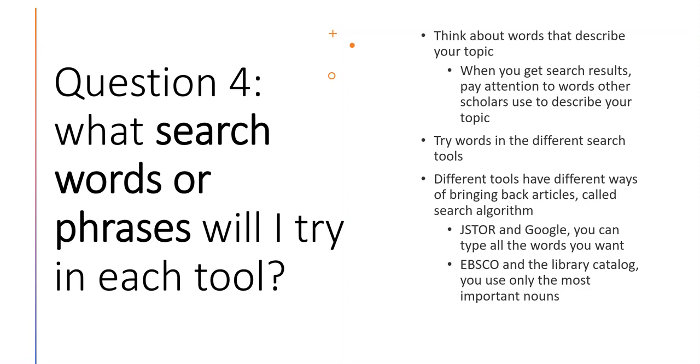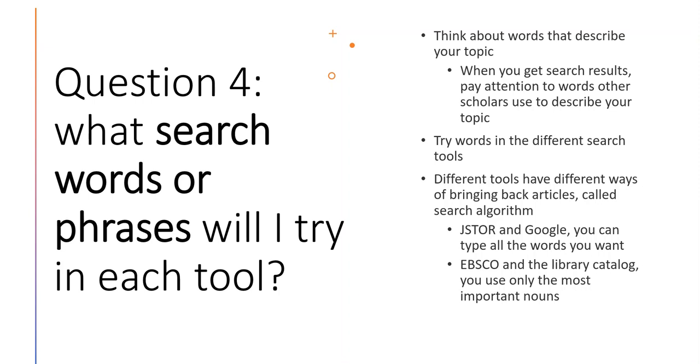Then when you find some words, you can try them in different search tools because different tools have different types of materials in them, and they also have different search algorithms. So that means that they'll bring back different results depending on how you phrase your search in the tool.